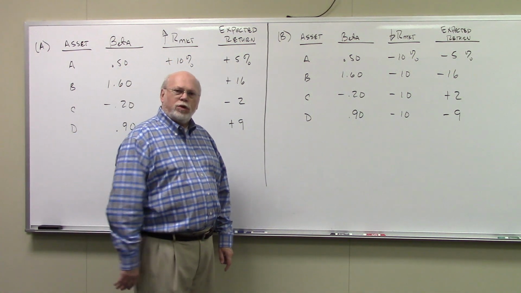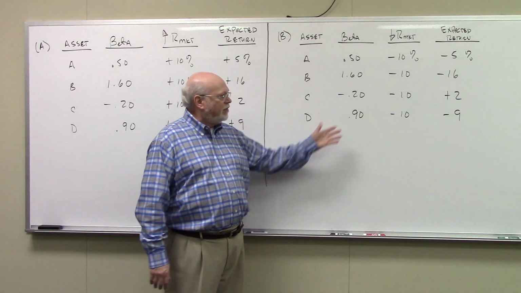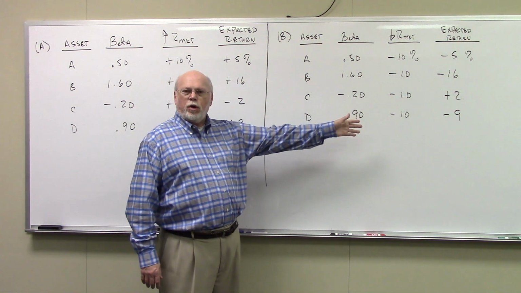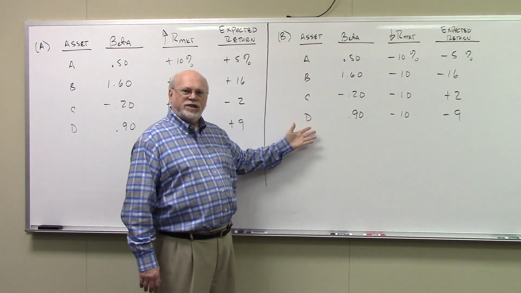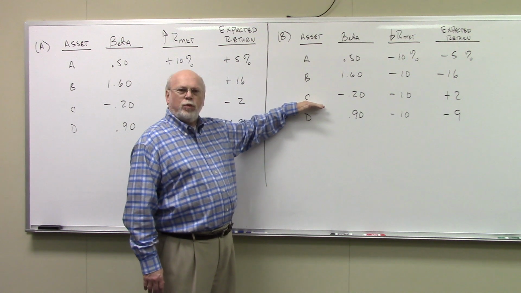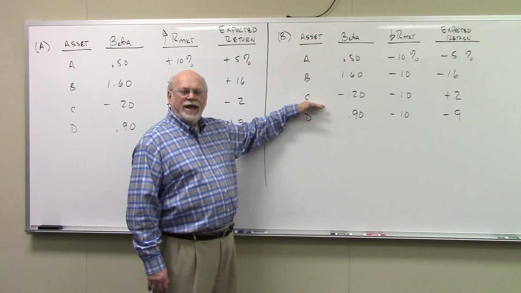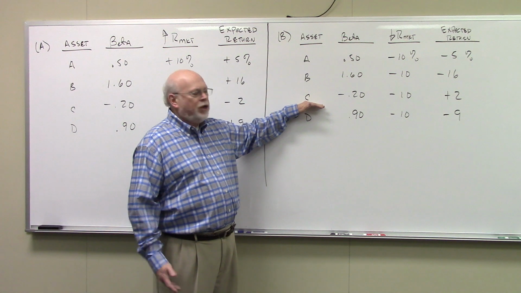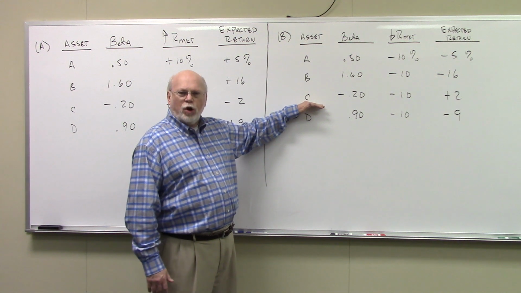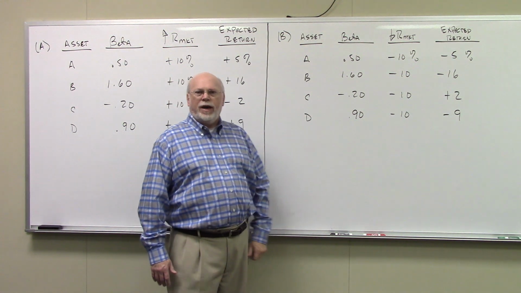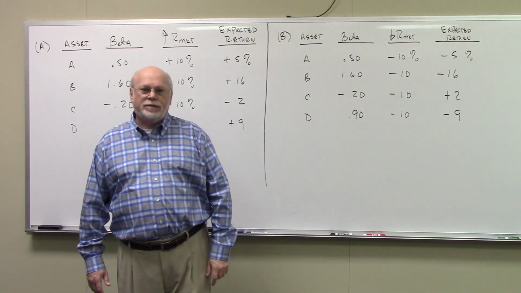What your author wants me to tell you here is that if you expect the market to go down, which one of these assets would you want to buy? Well, you'd want to buy C. It has a negative beta. You'd make money in a down market. Again, that's not usually an option that you have in investments, but that's what your author would like me to tell you about having a negative beta.